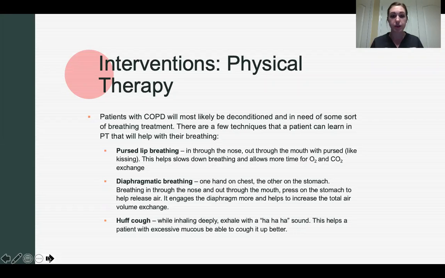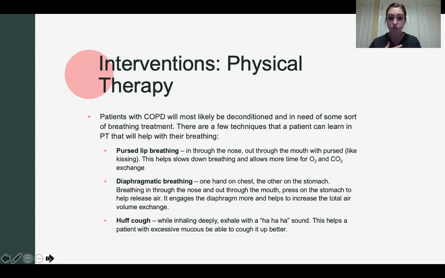So pursed lip breathing is just breathing in through the nose and then out slowly through the mouth, like that. And so that just kind of helps slow down breathing, and it also allows for more time for oxygen and CO2 to exchange. So it helps kind of regulate the breathing a little bit better.